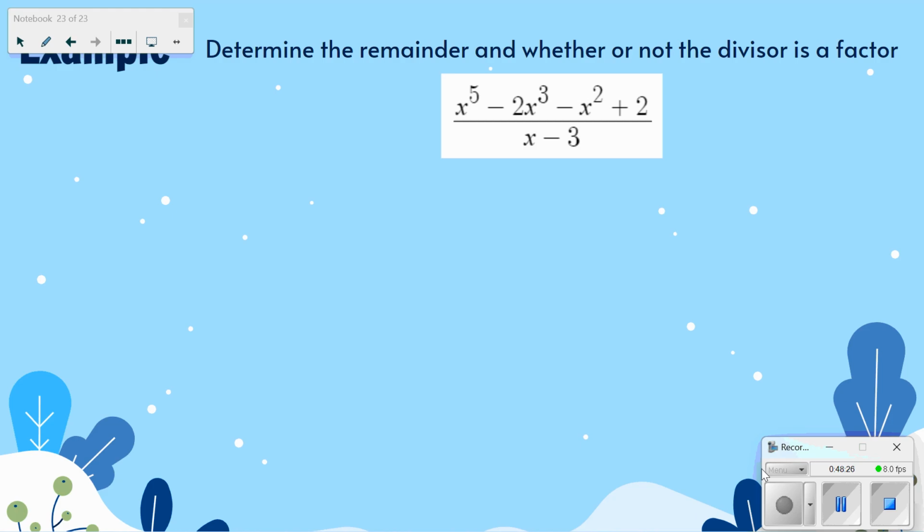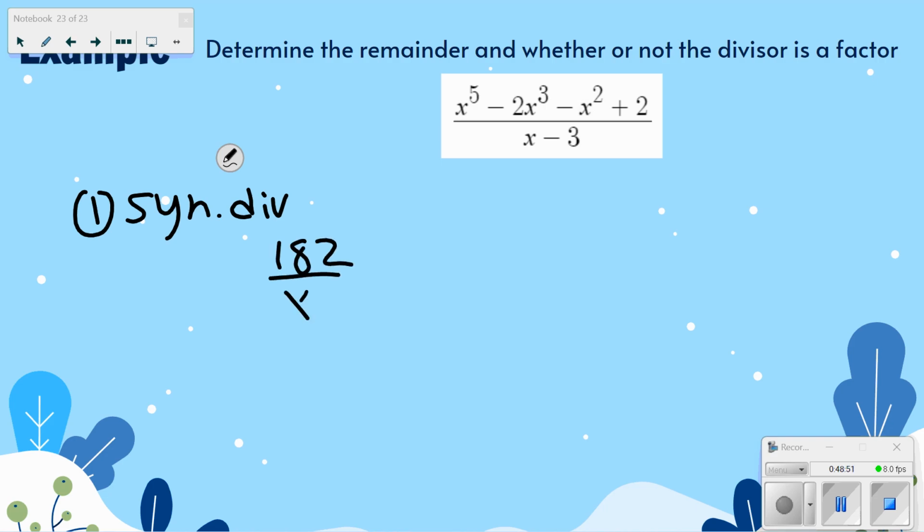Good, so one option was synthetic division. So remember, one option would be your synthetic division. And then, how could you notice if it was a factor? What are you looking for in the end? Remainder is... if your remainder is 0... what do you find your remainder to be, McKenna? 182 over x minus 3. You got 182 over, and then you would have x minus 3. So we were not a factor here.